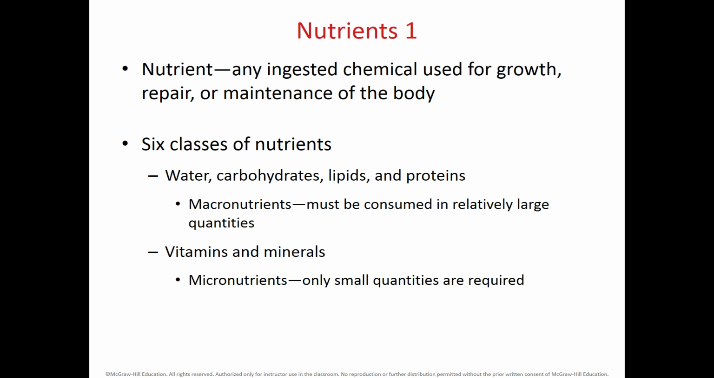So a nutrient is defined as any ingested chemical that is used for growth, repair, and maintenance of the body. Nutrients are classified as water, carbohydrates, lipids and proteins, vitamins and minerals. Water, carbohydrates, lipids, and proteins are macronutrients because we need consumption of them in large quantities, while vitamins and minerals are considered micronutrients because we don't require a lot of these, but they still are necessary.